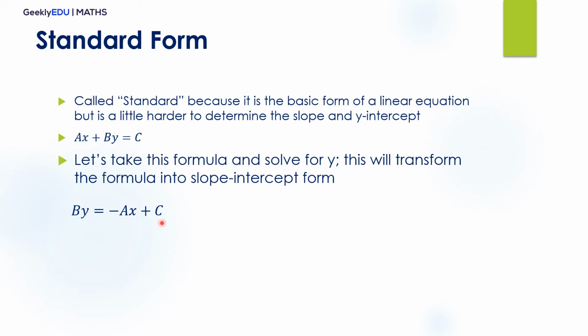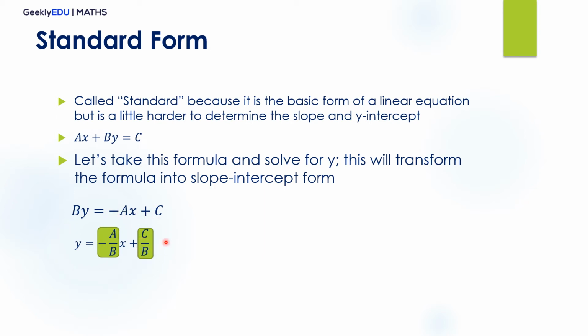One more step. To get y by itself, I have to divide both sides by b. So that means I divide this by b, and this by b. When I do that, I end up getting this. Y equals negative a over b x plus c over b. Does this formula look familiar? It should. This is actually slope-intercept form. Y equals mx plus b. Now do you see it?